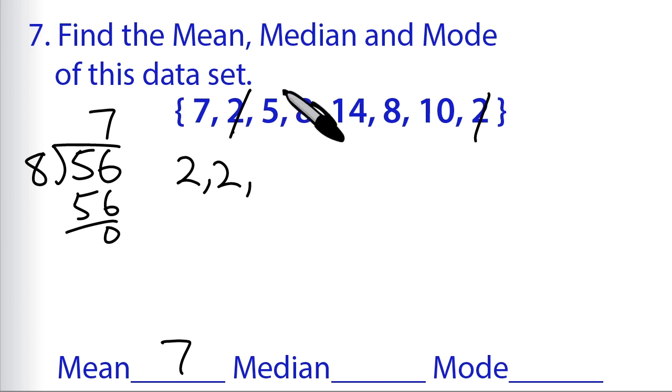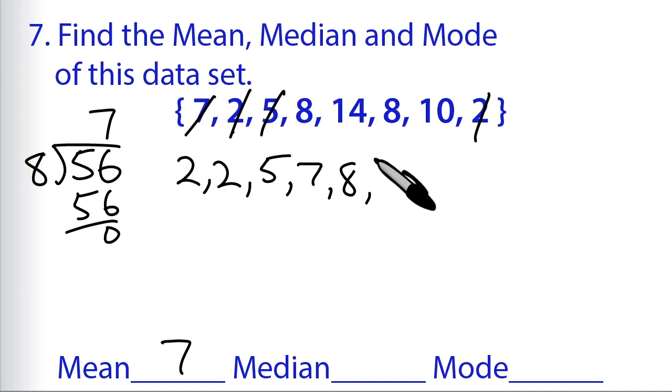And the next highest number is 5. Next highest number is 7. Next number is 8. And then there's another 8. There's 2 8s. And then the next highest number is 10.